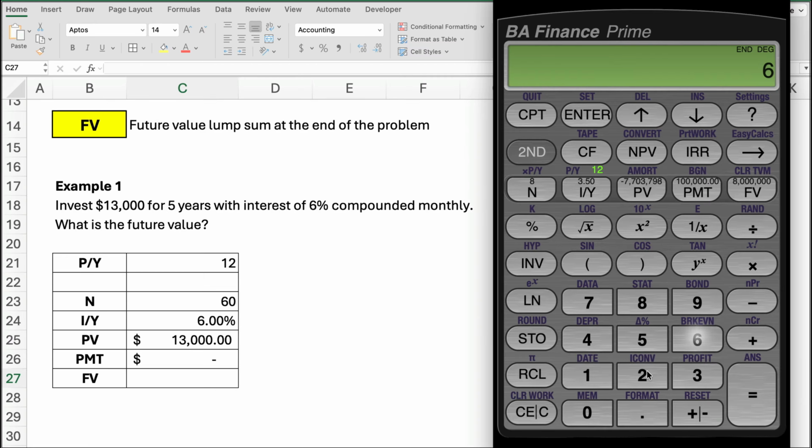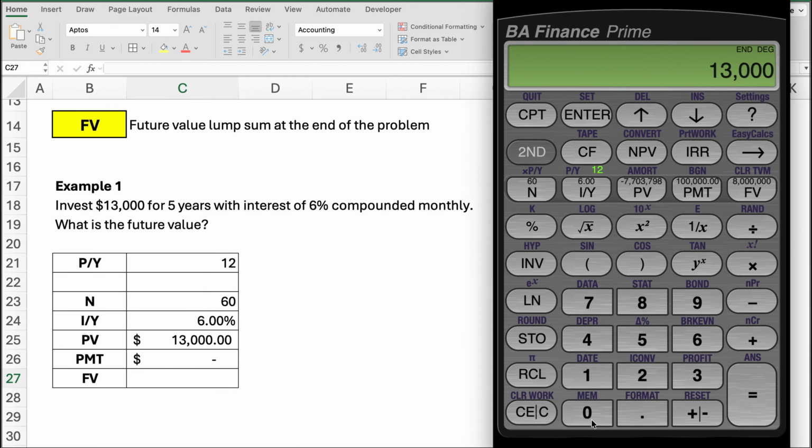So here this is going to be 60 and then I'll hit N. So always put the number and then put it in a register, so N, number of periods. So 60 N, and you see N is equal to 60. 6%. Now we know this is a decimal, 0.06, but the calculator knows that it's a decimal, so you can enter it as a whole number. So 6 and then hit interest. We'll put 13,000 in as our investment.